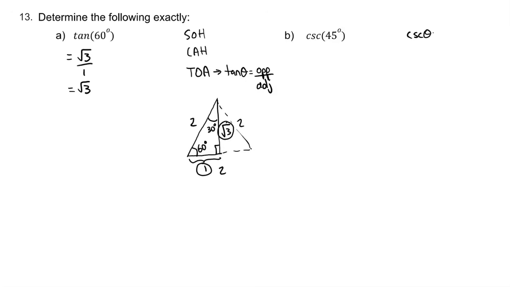Now the first thing to remember is that cosecant is the reciprocal of sine. So cosecant of an angle is 1 over sine of an angle. And it's also important to remember, going back to SOHCAHTOA, that sine of an angle is equal to the opposite over the hypotenuse. So if it's the reciprocal of that, that means that cosecant of an angle is going to be the hypotenuse over the opposite side.